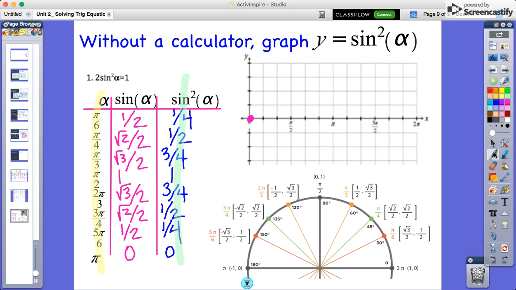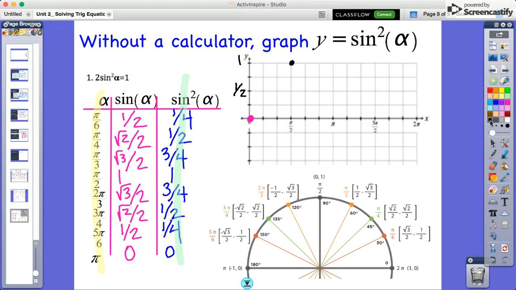What's the highest value that I'm going to reach? 1. So I'm going to call this top value 1, which makes this middle value 1/2. And then 1/4 and 3/4, which works really nicely for our output of the sine squared function. The first thing that I'm going to be able to graph is at pi over 2. What's the value of sine squared at pi over 2? 1.